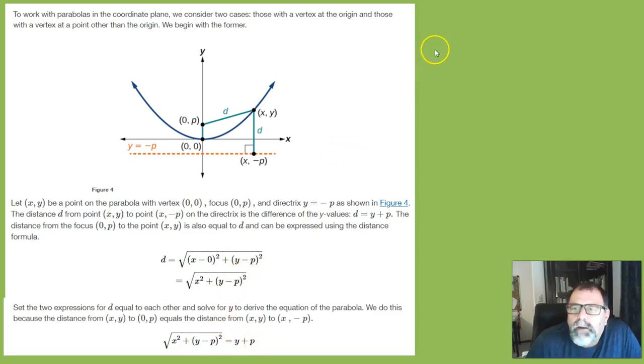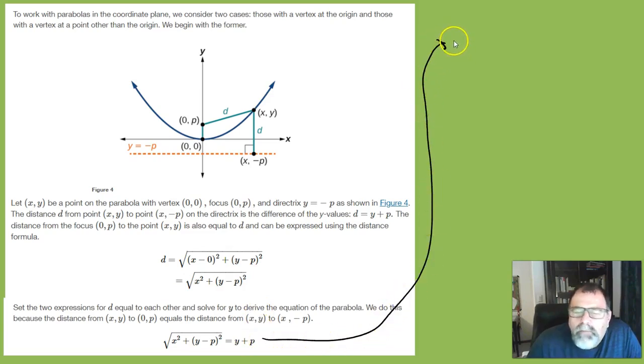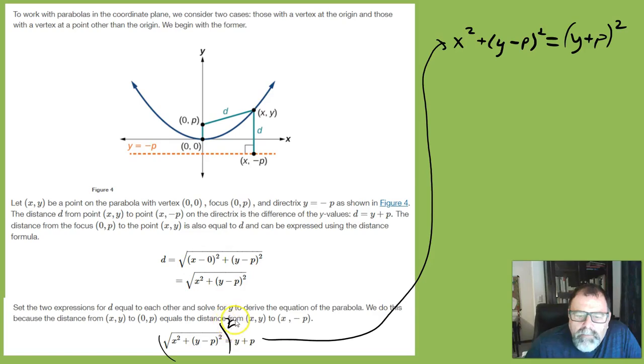And then from there, we're going to simplify this. If we square both sides, we get x squared plus y minus p squared equals y plus p squared, right? Because we squared both sides. The square and the square root cancel each other. So basically you're just doing that.